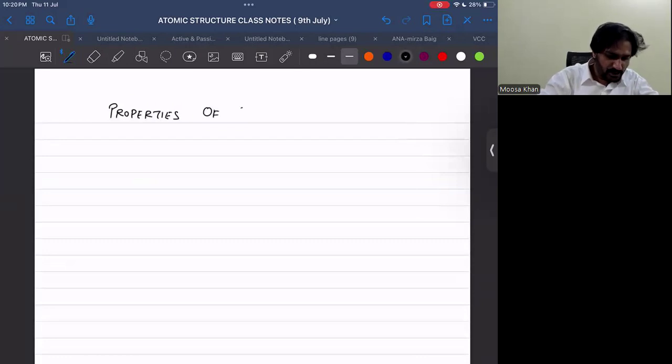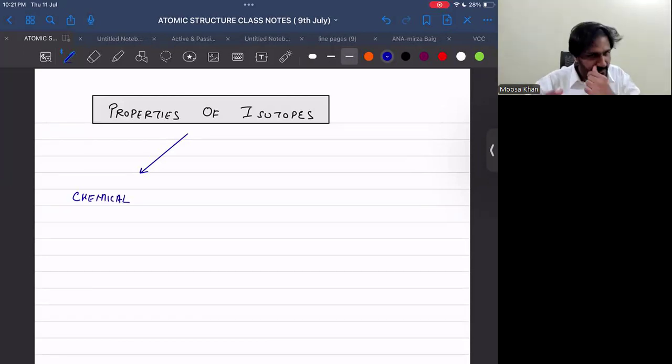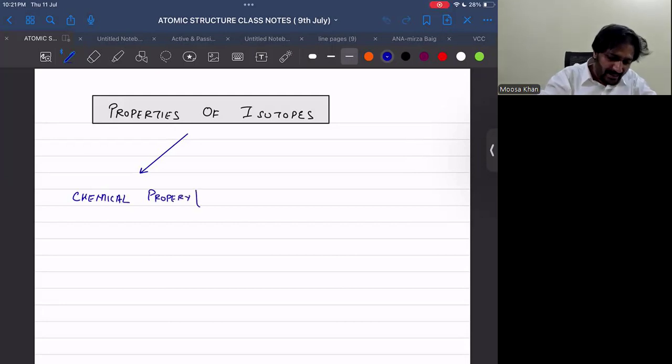Properties of isotopes. In chemistry, whenever we are talking about properties, always remember we have 2 types of properties. One is chemical properties and one is physical properties. Chemical properties are basically the way anything reacts. कौन सी चीज किस चीज के साथ react करेगी और कैसे react करेगी, that is known as chemical property.